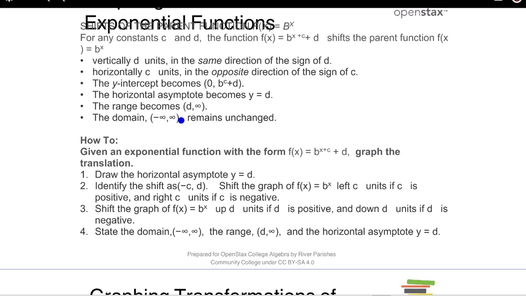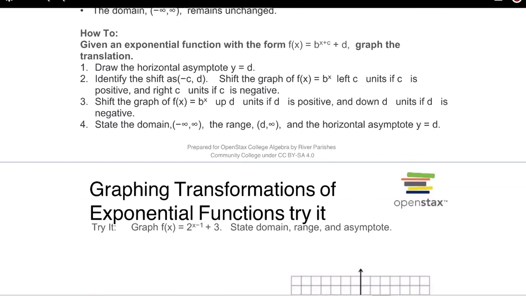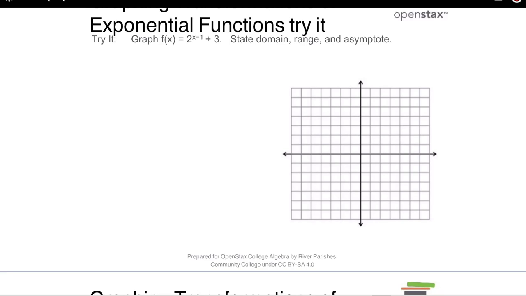Domain is still negative infinity to positive infinity. It's also going to change the y-intercept. The y-intercept is going to shift up this many spaces. Okay, so let's look at an example. So we have f of x equals 2 to the x minus 1, plus 3. State the domain, the range, and the asymptote.